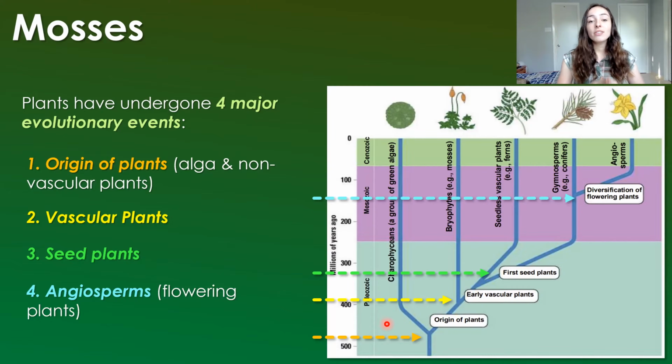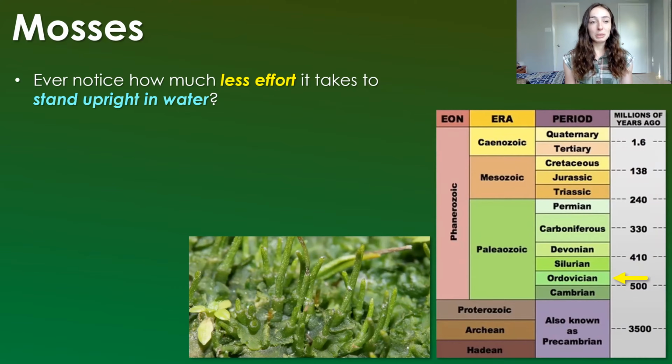We'll talk about all these first 3 steps today. However, angiosperms didn't happen till way after plants had already been on land for a while. And I talk about that in my Cretaceous video, specifically the Cretaceous Life or Cretaceous World video. I'll link it up here if you want to check it out. But other than angiosperms, we'll talk about all of these today. So what were these mosses or non-vascular plants on early Earth like? Well, have you ever noticed how much less effort it takes to stand upright in water than air?